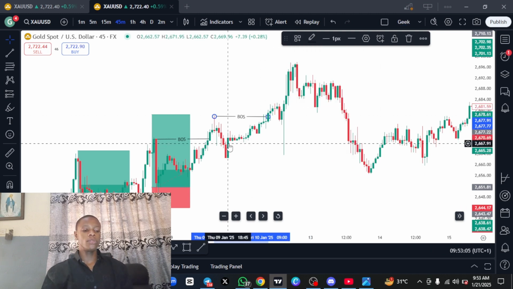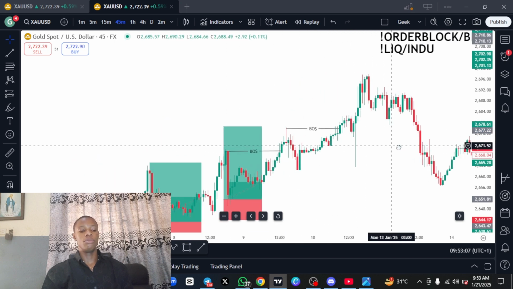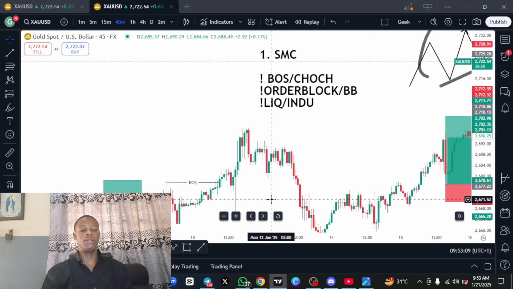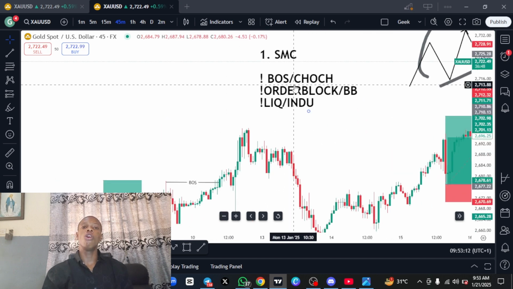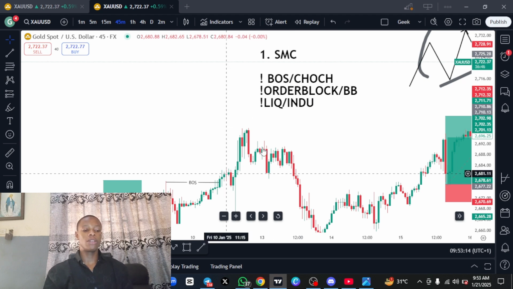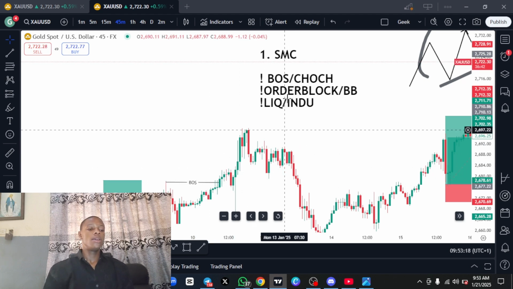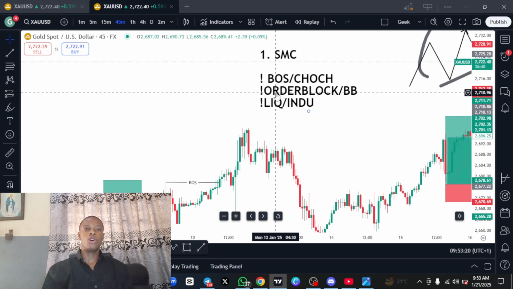Now, where do you want to take your trade from? I've now showed you why I look out for a break of structure or a change of character. A change of character is what's going to show me this is no longer bullish, it's now bearish, right? Now, the second thing I want to look out for is order block.